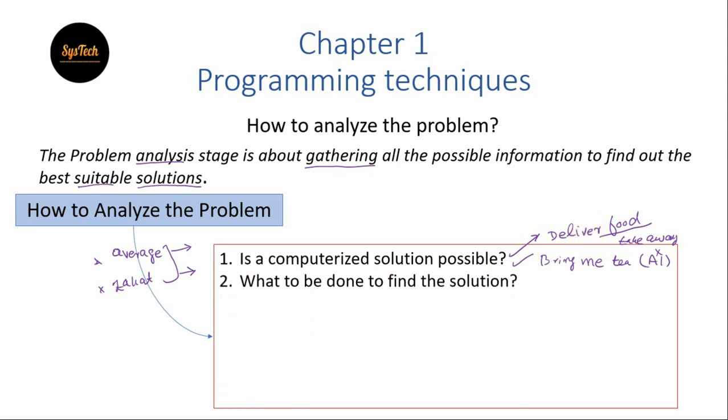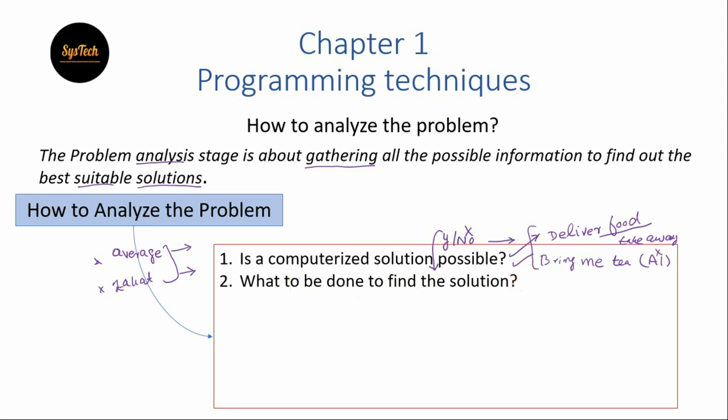The second thing, if the problem is computer related, here you will find out yes or no. If no, then there is no solution. You will go for one of these solutions. Okay, like this one. And if it is yes, then you will go to the next step, what is to be done to find out the solution.